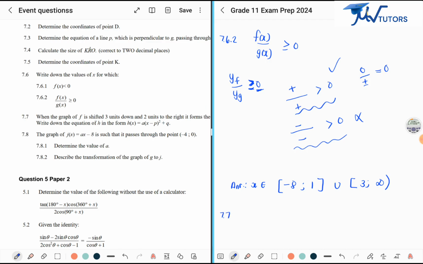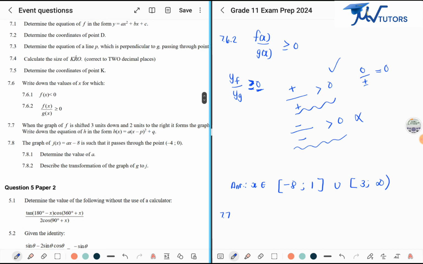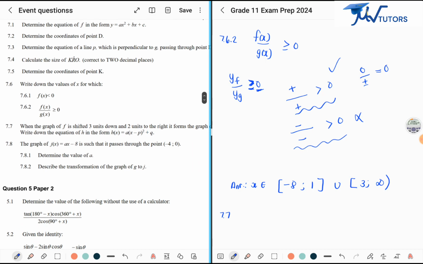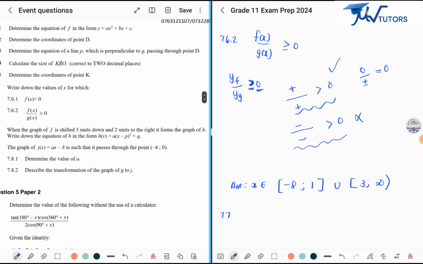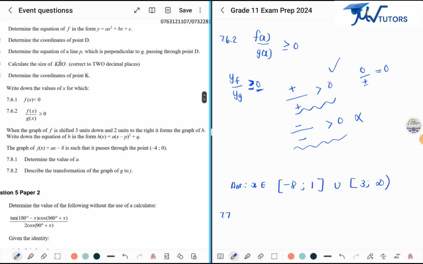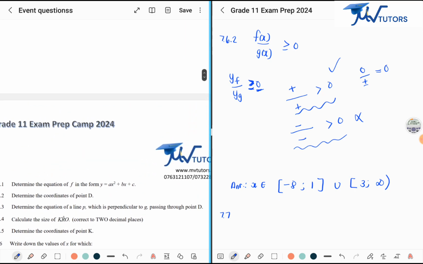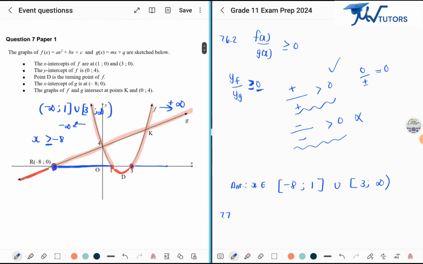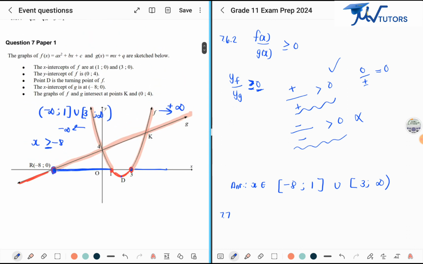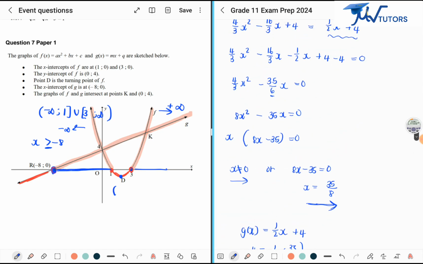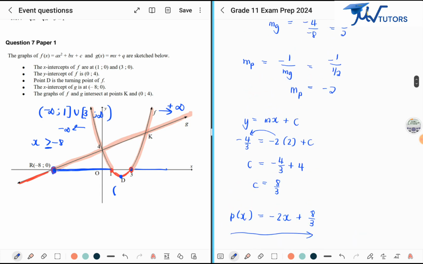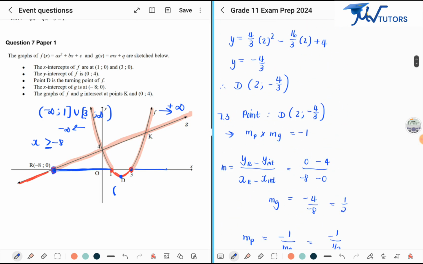When the graph of f is shifted 3 units down and 2 units to the right, it forms the graph of h. And now they want it in this form. Tricky. So if we have the turning point, the coordinates, which we did calculate, and I forgot what it is. So what did we get for D? We got 2 and negative 4 over 3.